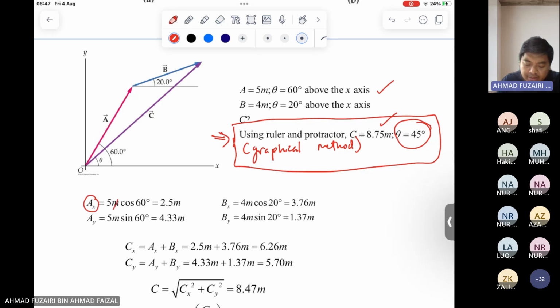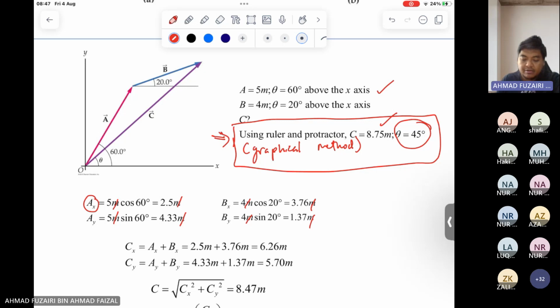Kalau rasa serabut, tak payah letak unit-unit. Unit-unit ni nampak macam menyerabutkan. Okay. Tapi jawapan akhir kena ada unit. Itu penting. Tak payah letak unit dalam pengiraan. Okay. We don't have to put the units where we calculate. But at the final answers, you should put the units. Units is must. Kalau tak, kena potong markah.